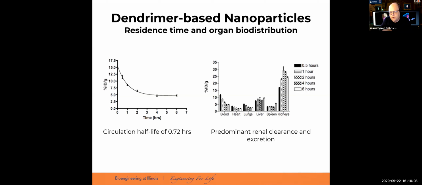Then we also looked, because it was a radioactive contrast agent as well, so we also did the biodistribution, organ biodistribution, just to find out where this contrast agent goes. After injection to the animal, we observed that it stays in the blood for some time. It starts from 0.5 hours up to 6 hours, and it's still at around 5% of the injected dose. It's a pretty good one. And then most of the contrast agent is being excreted through urine because of the kidney filtration. So that's why we can call it a predominant renal clearance and excretion.